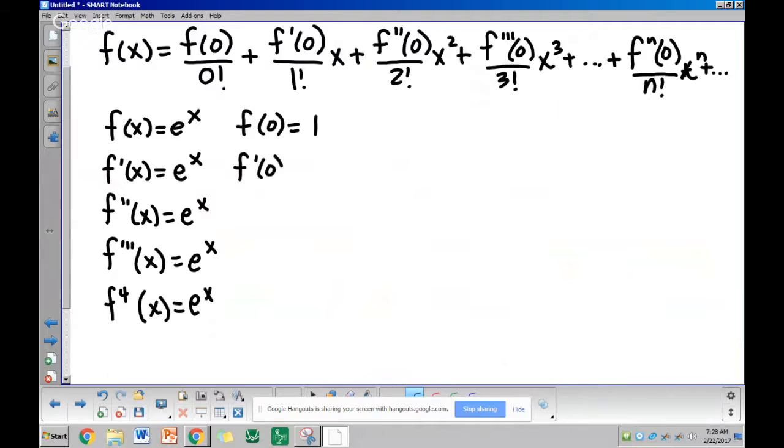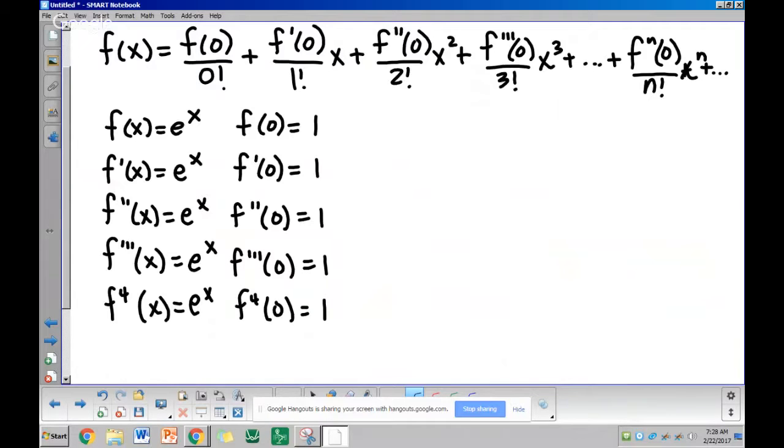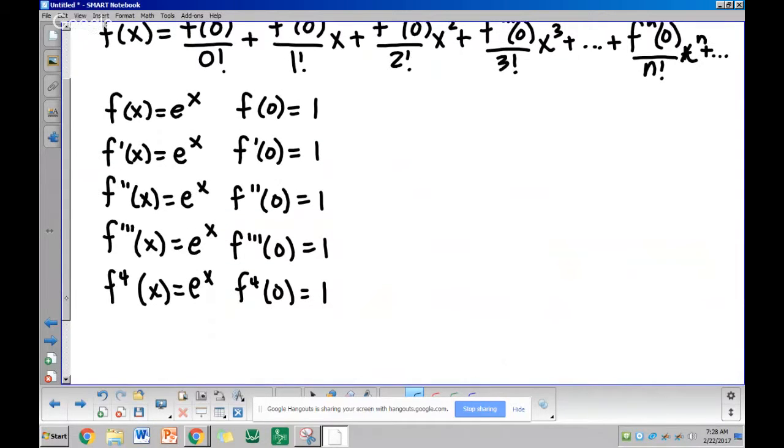F prime of 0, which is nice, is also 1. F double prime of 0 is 1. F triple prime of 0 is 1. And the fourth derivative of 0 is equal to 1. All right, so let's use this information and plug in to our generic function up here.